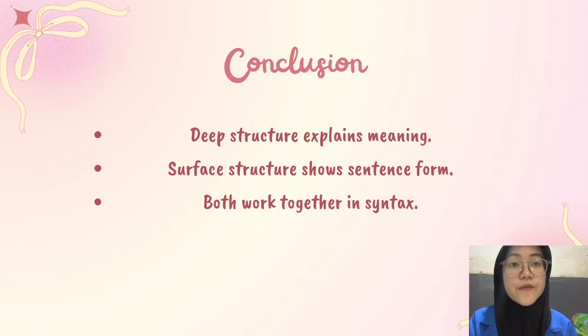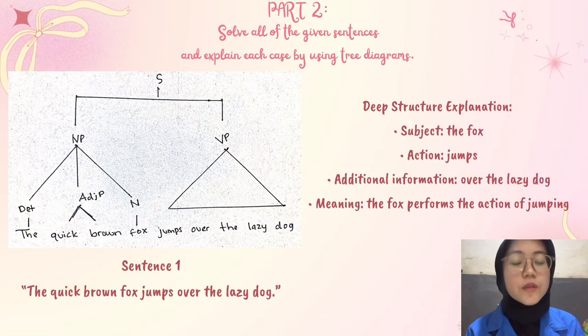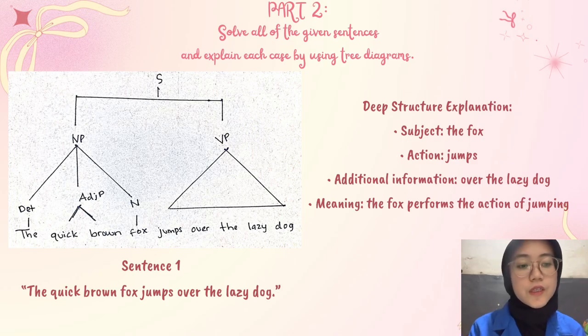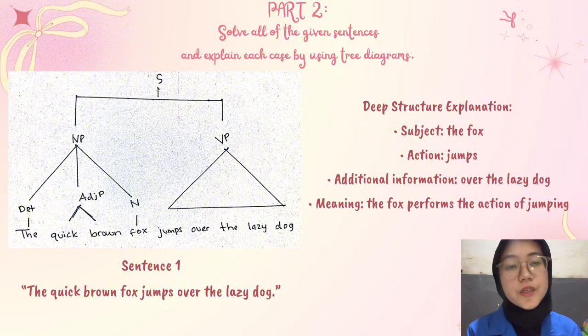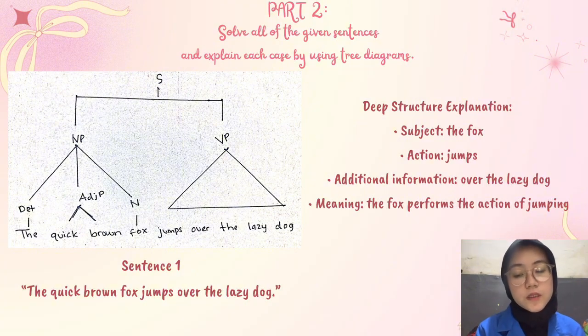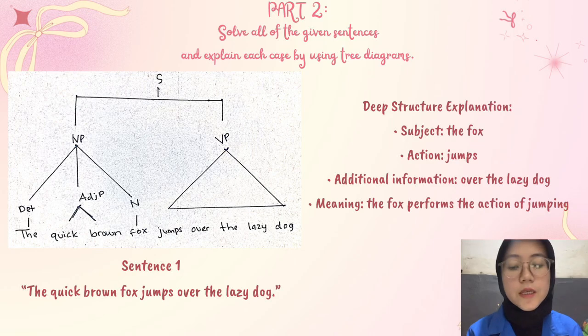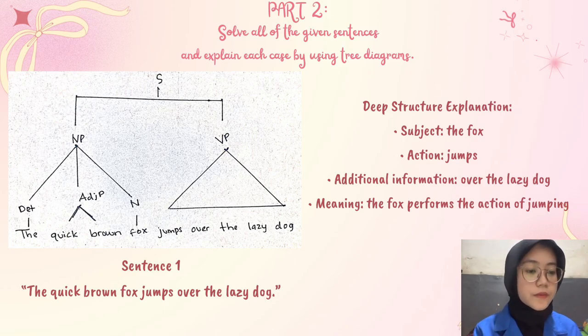So that's the end for part 1. We can continue to part 2. So now we continue to part 2, which is to solve all the given sentences and explain each case by using 3 diagrams. For sentence number 1, the quick brown fox jumps over the lazy dog.